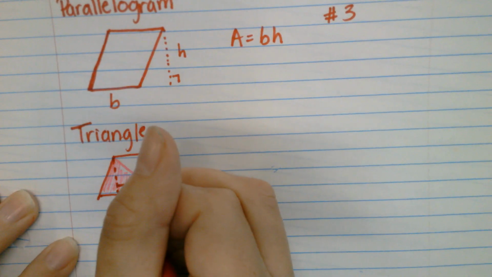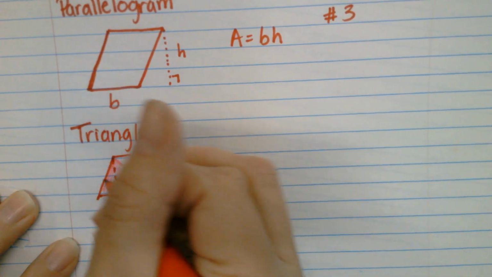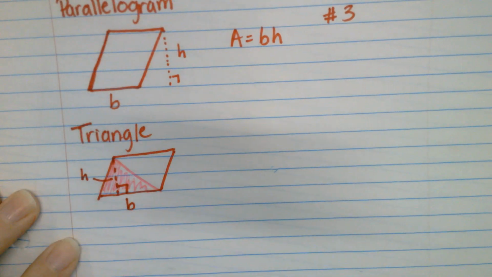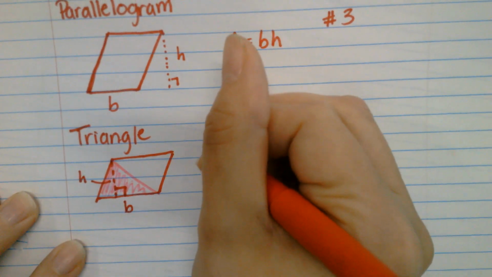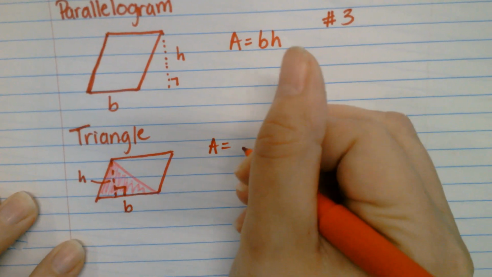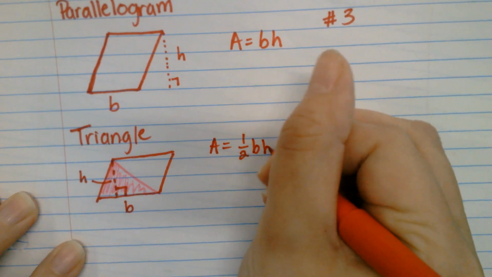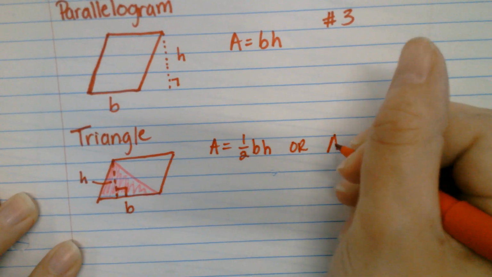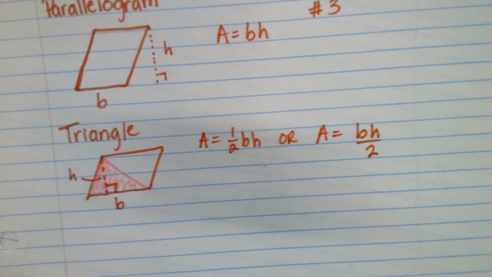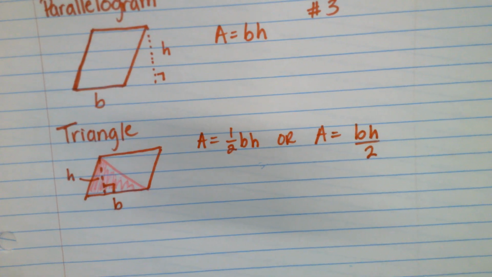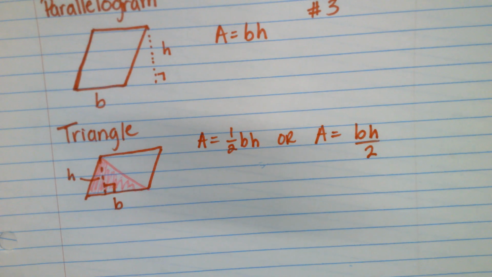So you use the same formula. Your base is the base. Your height is whatever the height is from the two bases. So from the very vertex. So the area formula is 1/2 base times height, or you can write it as area equals base times height divided by 2. Either one of those is good. Yeah, so we're like basically doing a review.